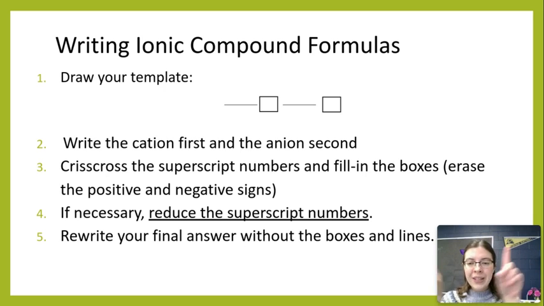We're then going to crisscross. So we're going to go from top and then change places of the superscript numbers, and we're going to fill in the boxes. Once we have the boxes filled in, we need to erase the positive and negative signs. So we just keep the number, we forget about the positive and negative. If necessary, we don't always need to, but sometimes we need to reduce the superscript numbers that are in those boxes to make them smaller ratios. And then finally, we're going to rewrite our final answer without those boxes and lines so that it looks nice and neat and pretty. So let's go ahead and try this out.